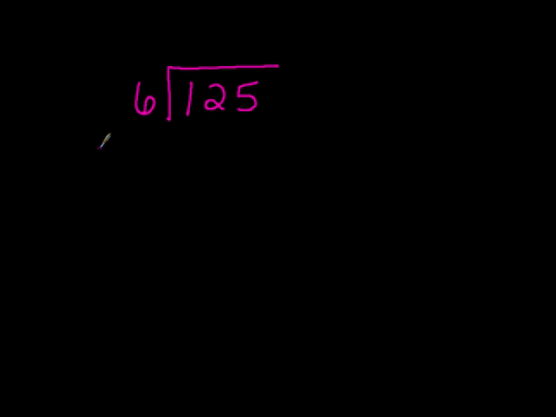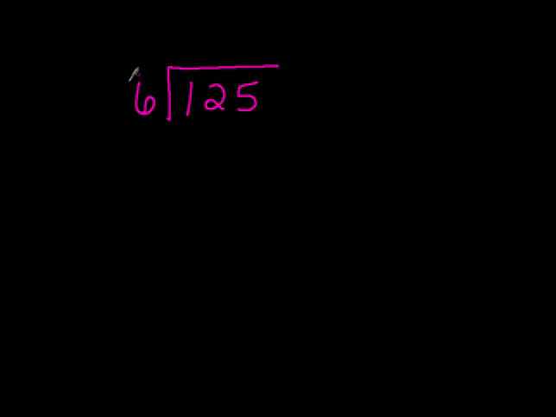All right, let's talk about division. Dividing numbers. We're trying to figure out how many times 6 can go into 125. Your outside number is your divisor. Your inside number is the dividend. So let's review how we do division.